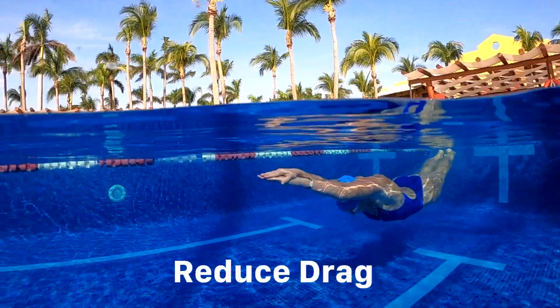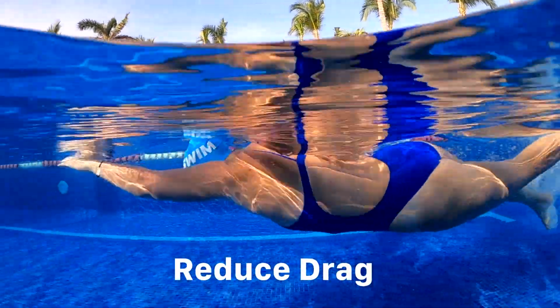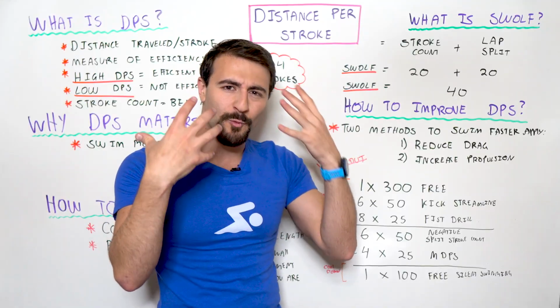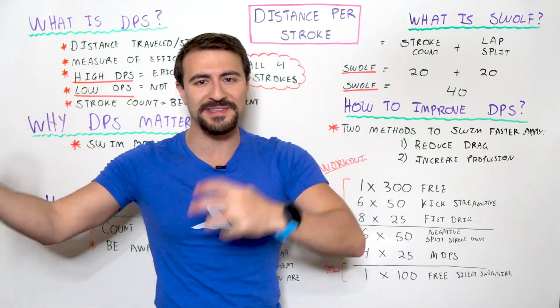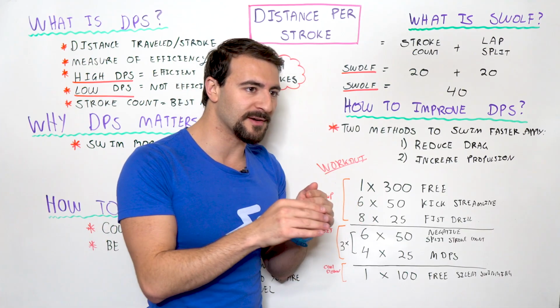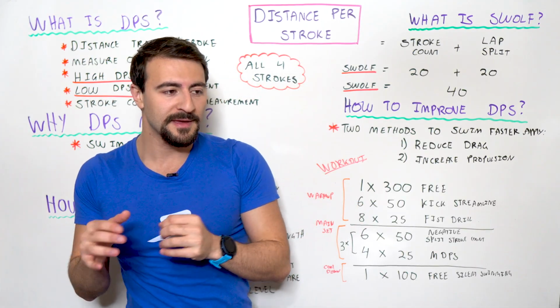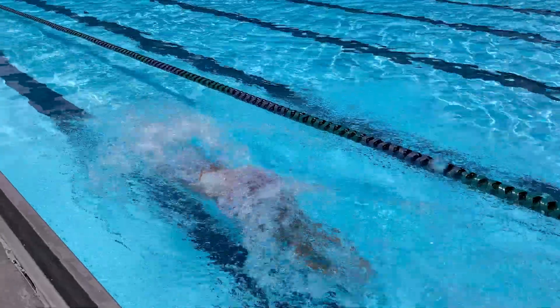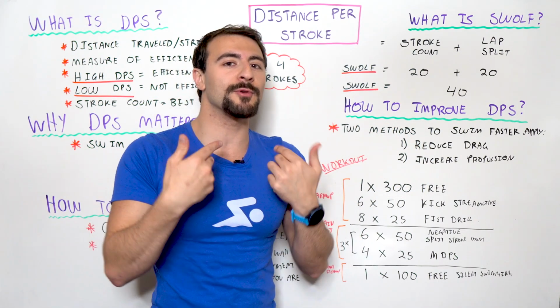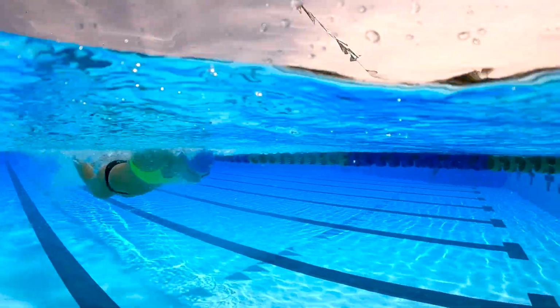Number one, you can reduce your drag. Now that means you're going to improve your body position, the resistance of water. Remember, water is 800 times more dense than air. And so it is your goal when you swim to be more efficient through the water, not necessarily pull more water, but to move by creating less resistance. And if you can do that, you'll actually be able to improve your distance per stroke.